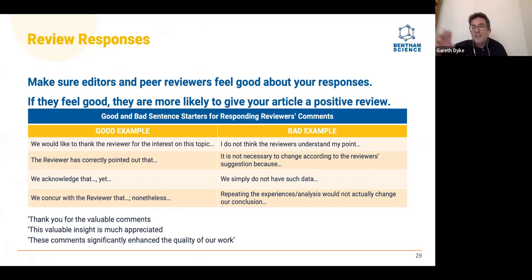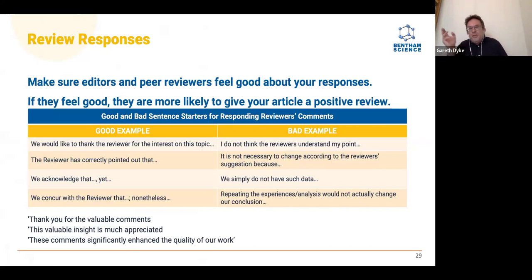The valuable insight is much appreciated. These comments significantly enhance the quality of the work. Good ways to respond. You get comments on your work. How you respond to those comments in the letter that you send back to the journal, very important.